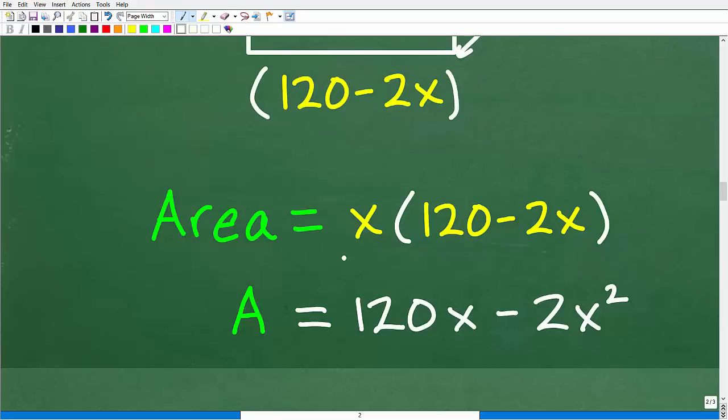Again, maximization or minimization is part of a broader topic called optimization, which is all over the place in math. And this is where this problem is going to start getting very interesting.